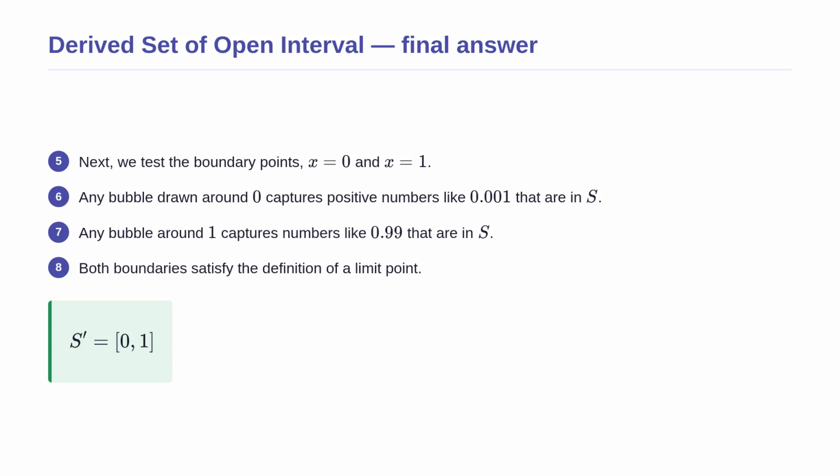Continuing our analysis, we must now test the boundary points, which are the numbers 0 and 1. Even though 0 and 1 are not inside the original open set, any bubble drawn around 0 will capture positive numbers like 0.001 that are inside the set. Similarly, any bubble around 1 will capture numbers like 0.999. Thus, both 0 and 1 satisfy the definition of a limit point. Combining all the limit points from inside the interval with the limit points on the boundaries, we get the closed interval from 0 to 1. This perfectly illustrates how a derived set naturally closes an open interval.